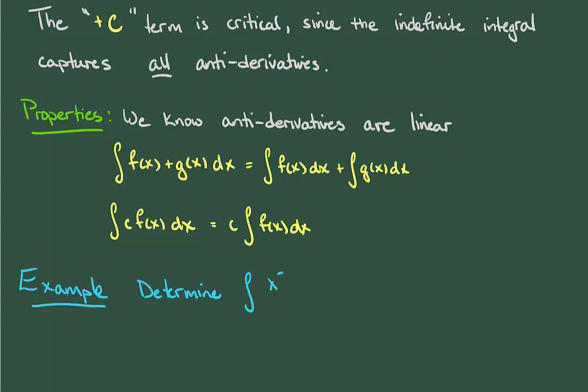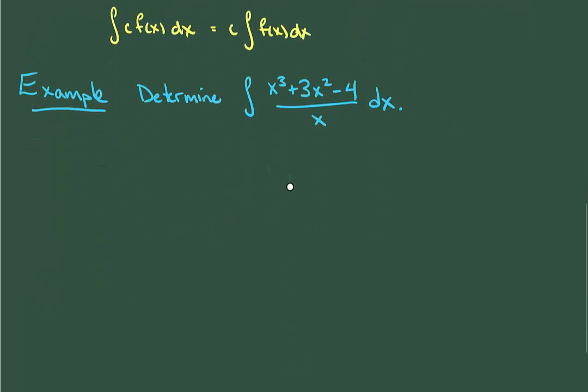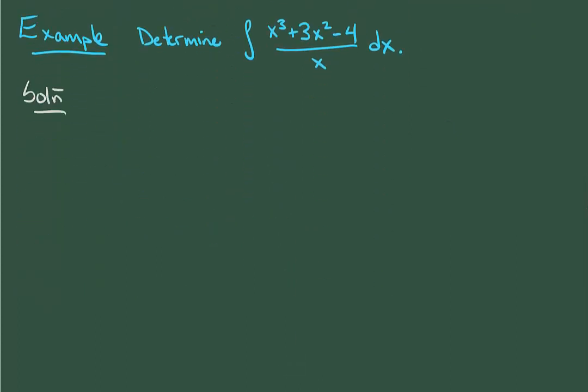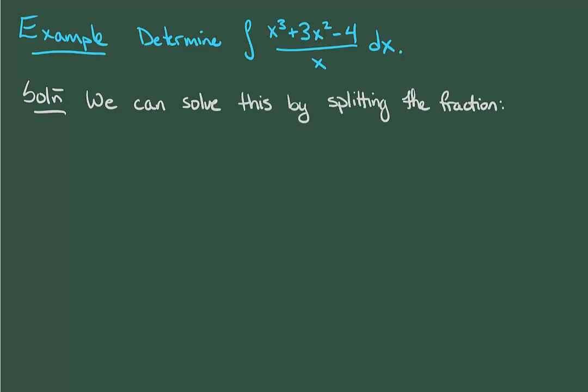Let's find the antiderivative of this function. Now you don't want to attack this head on, right? You're not going to be able to see the answer immediately. Instead, let's start by splitting the fraction into 3 pieces, all of which have the same denominator, x.